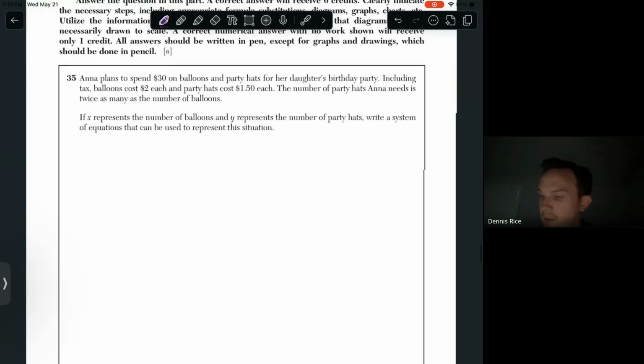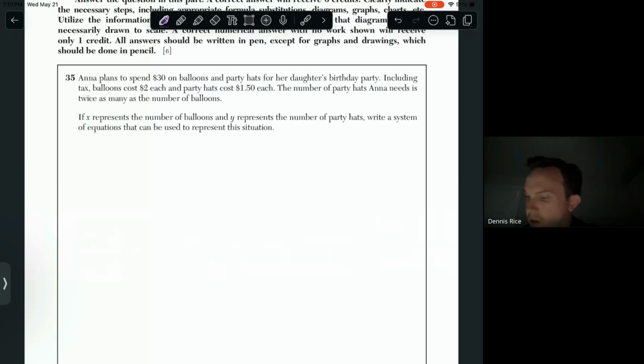Okay. So it says Anna plans to spend $30 on balloons and party hats. Balloons are $2 each, party hats are $1.50 each. The number of party hats Anna needs is twice as many as the number of balloons. If X represents balloons and Y represents party hats, write a system for this situation.